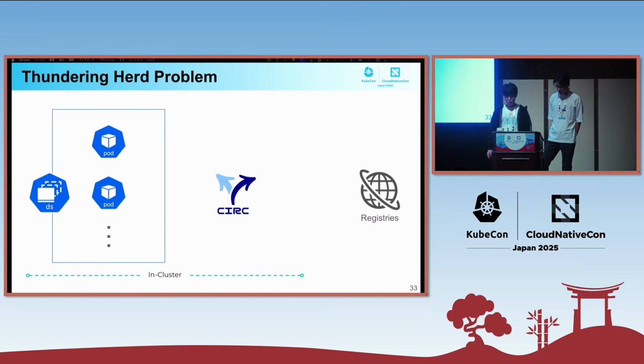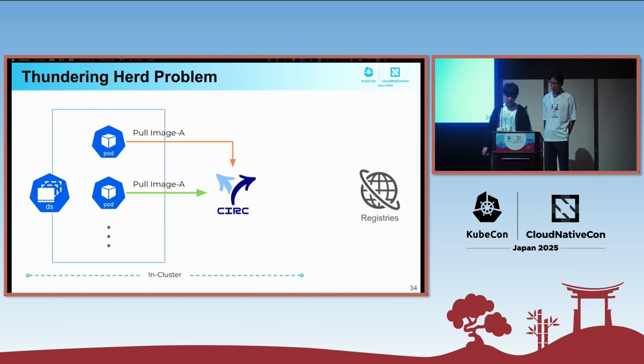The second major operational challenge we encountered is the thundering herd problem. Let's imagine a DaemonSet is updated. This action causes many pods across the cluster to request the same images from CIRC at the same time. As this diagram illustrates, these requests for an uncached image all arrive at CIRC at roughly the same time. This large number of requests for the same data, if CIRC doesn't have the image cached, is the beginning of the thundering herd problem.